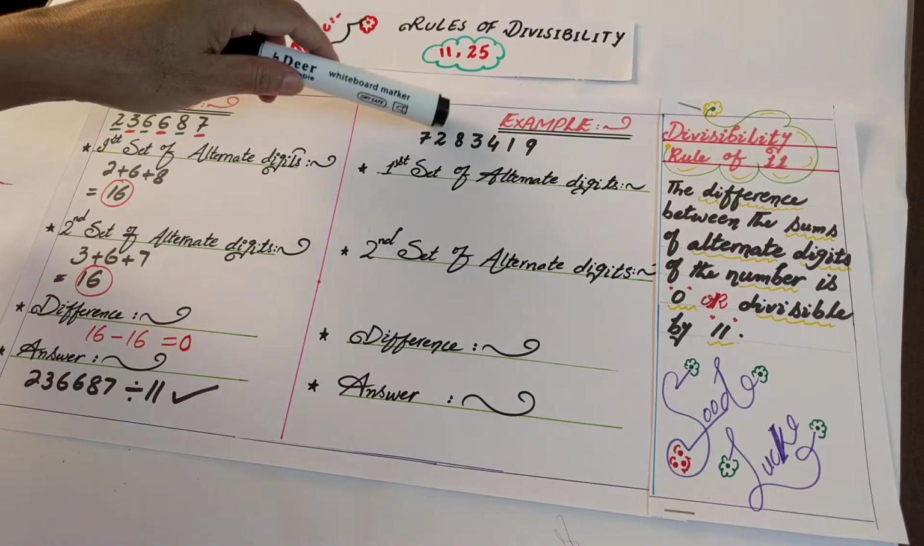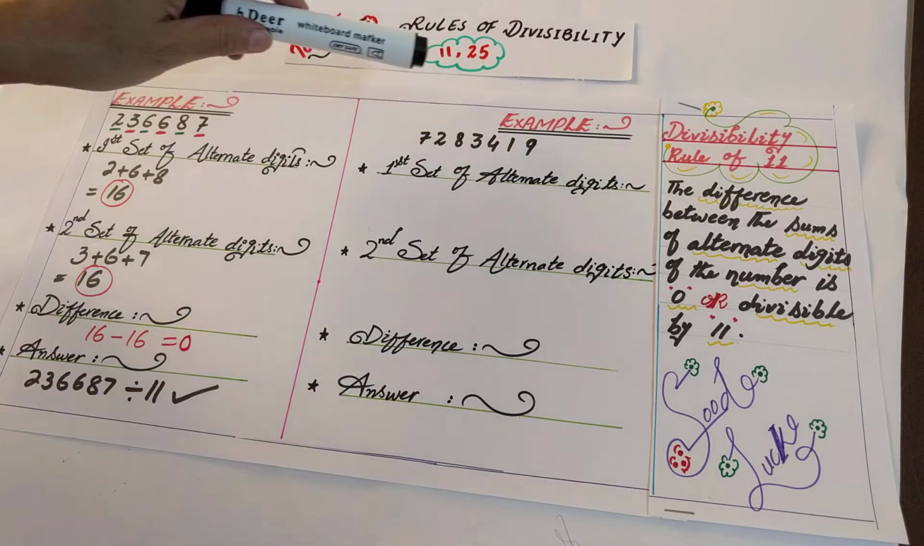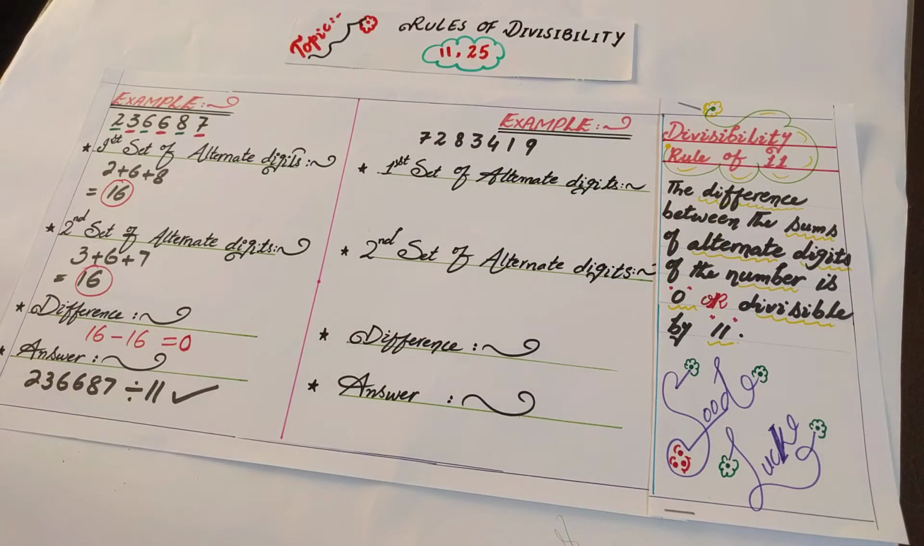The number is 728341, a much bigger number. It is very difficult to do the long division and time consuming. So to save the time and to avoid the long division, we can calculate directly the answer for this number.